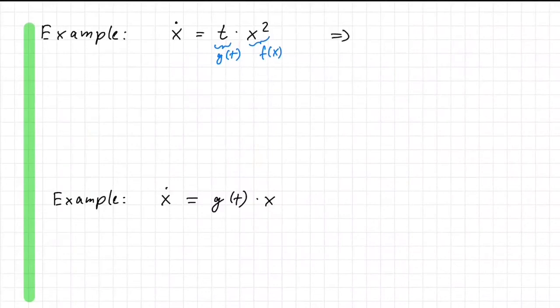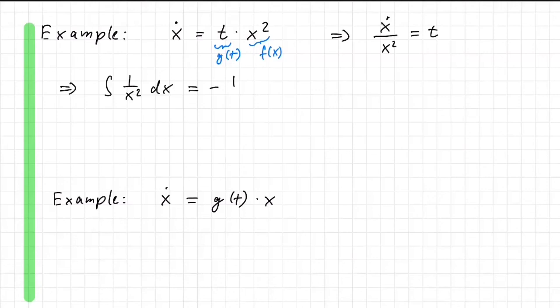So we get x dot divided by x squared equals t. We need to compute the integral of 1 over x squared dx, which we can easily find. We know that the derivative of 1 over x with respect to x is minus 1 over x squared. So the antiderivative of 1 over x squared is minus 1 over x. And this is the integral of the left-hand side.